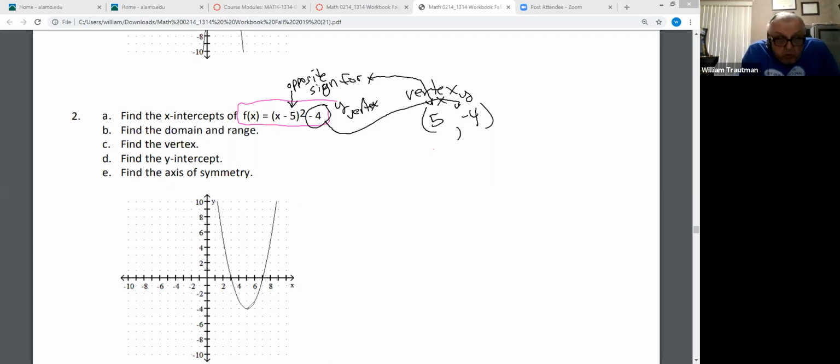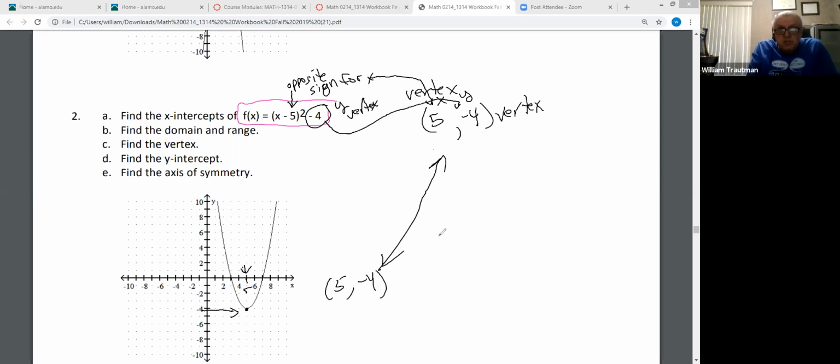Look at the vertex now when we're down here. Look at this coordinate. The x is 5. The y is -4. So that's the vertex. You can look at it here, or you can get it off the equation. Either one is fine. Off the graph, there's a vertex, the coordinate, or you can get it from the equation: the opposite sign of the x here, and then the correct sign here.